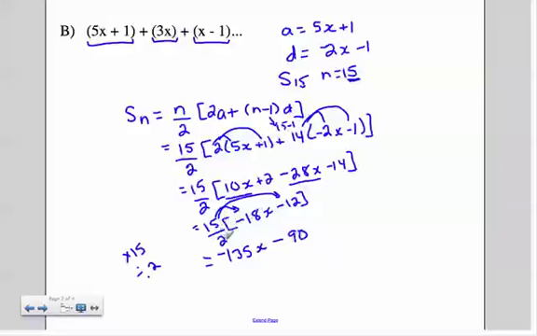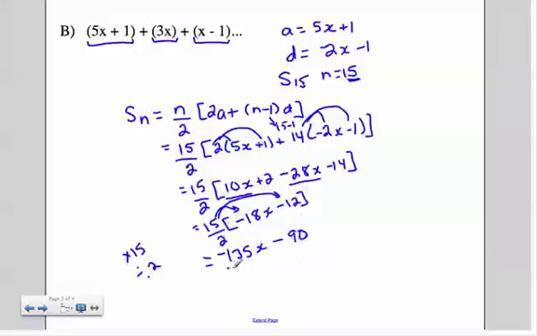15 divided by 2 doesn't work very well, but 18 divided by 2 does. 18 divided by 2 is 9. 15 times 9 is 135. 12 divided by 2 is 6. 15 times 6 is 90.